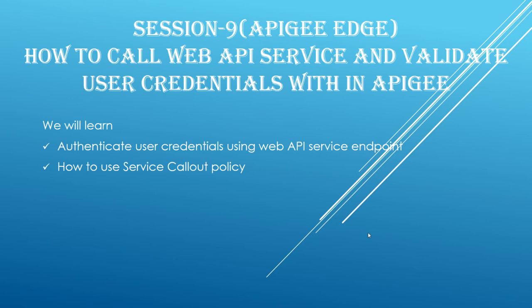In this session, we will learn how to call a web API service endpoint to authenticate a user from Apigee Edge. If the user is authenticated successfully, then we will generate an access token based on the password grant type. On the other hand, if authentication fails, then let's throw a custom error message stating that authentication failed from Apigee Edge to the client application.